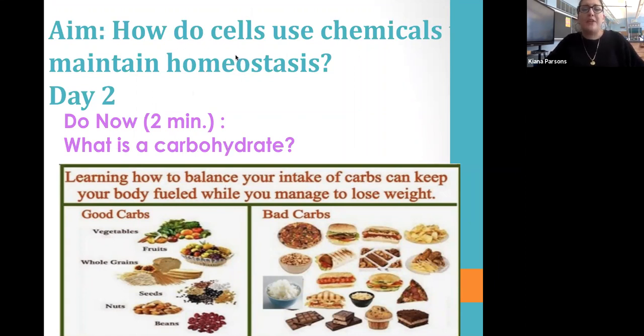You guys may be familiar with carbohydrates or carbs as something that you eat, right? And usually we think about carbohydrates as something that is maybe bad for us or unhealthy for us to eat, but carbohydrates are in many things that we eat, including vegetables and fruits and whole grains, nuts and seeds and beans. And then these bad carbohydrates are usually simple carbohydrates, and good carbs are complex carbohydrates.